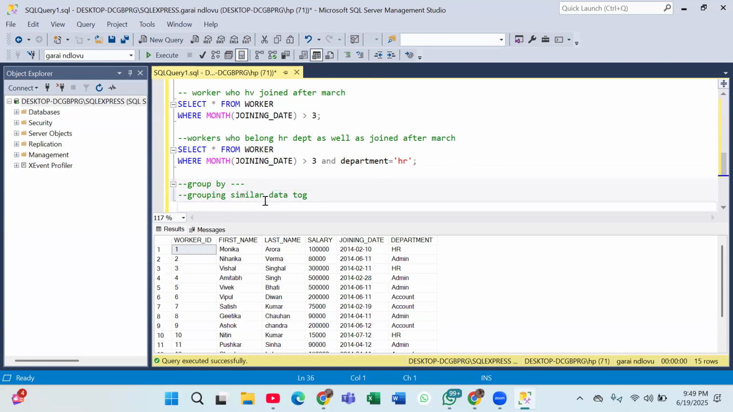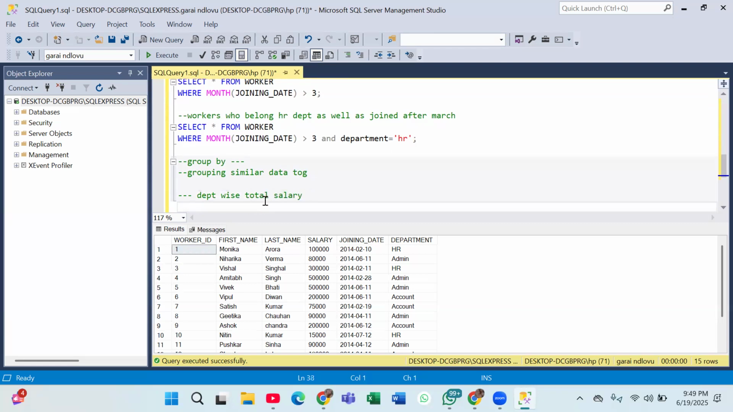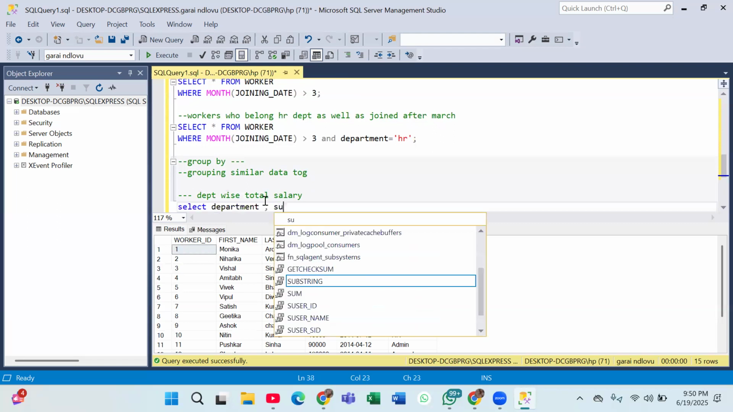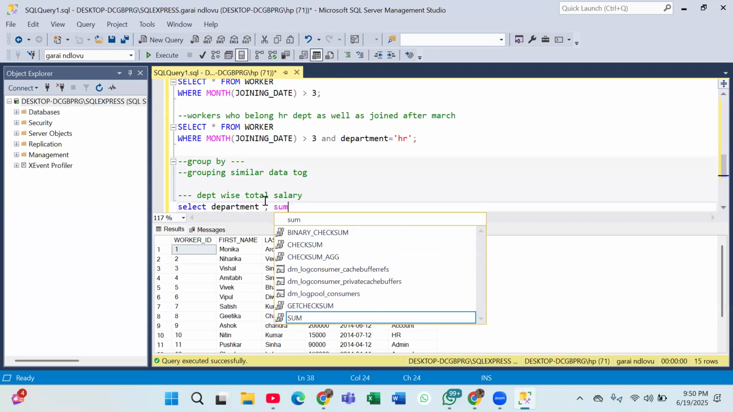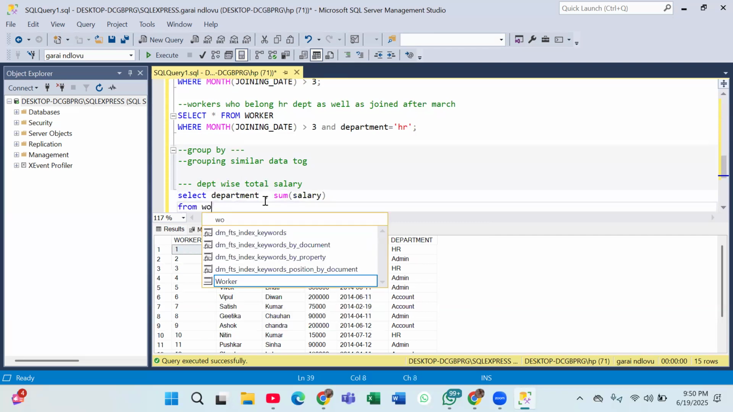Very good. For example, I'll give you an example: I want to have department-wise total salary. How will I do that? Can't I write it down like this? I want department, and how can I have total salary? By using sum, right? Sum of salary from my table worker.